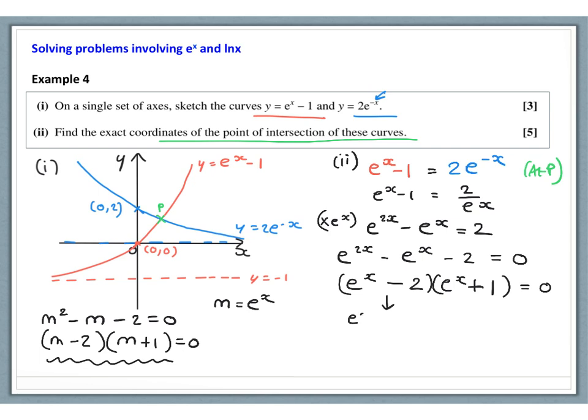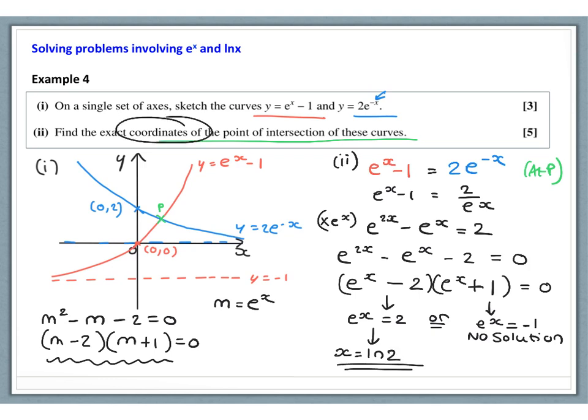This then gives us e to the x equals 2, or from here, e to the x equals negative 1, but this has no solution. So we don't take that any further. This, however, e to the x equals 2 gives us x equals ln of 2. But remember, the question wanted us to find the exact coordinates. Now, exact means we want to leave our answer as ln2, so don't convert it to a decimal format.